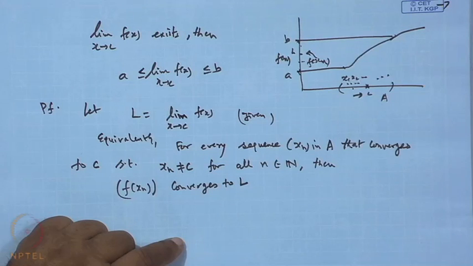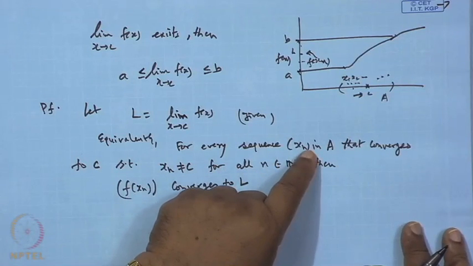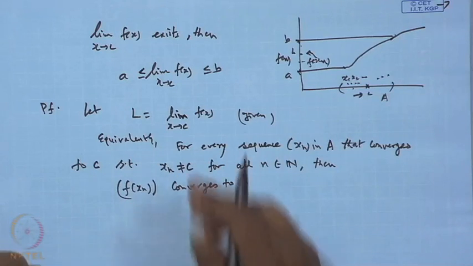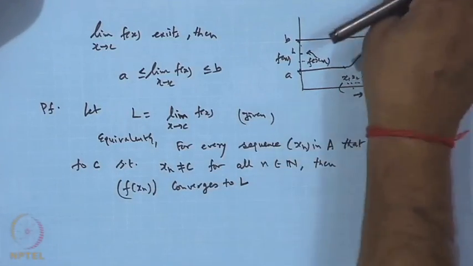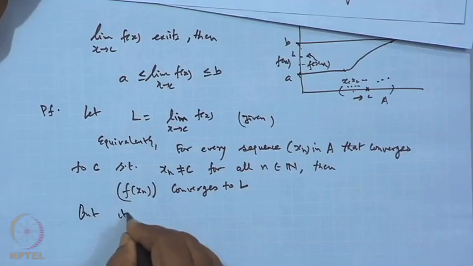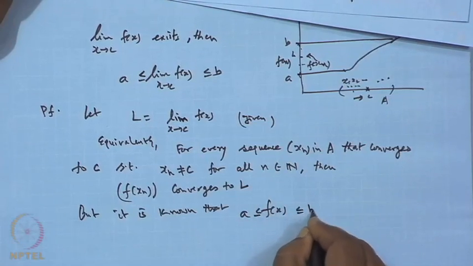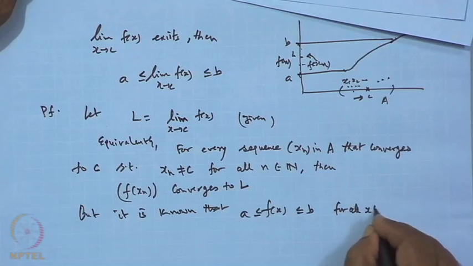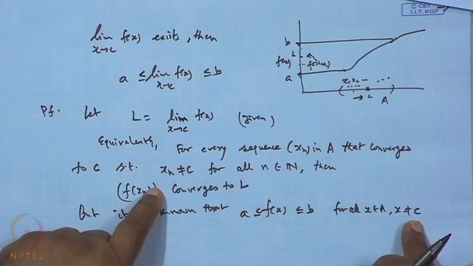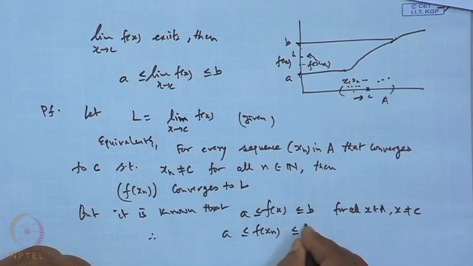So, using this definition we can now prove it like this. Let us suppose a sequence x_n in A exists that converges to C, but all the points x_n are different from C, then the corresponding f(x_n) will converge. Now, what is given is that f(x) always lies between A and B for all x belonging to A, x not equal to C. Here x_n is in A, but different from C. So, for such x_n, the value f(x_n) will also lie between A and B, is it not?